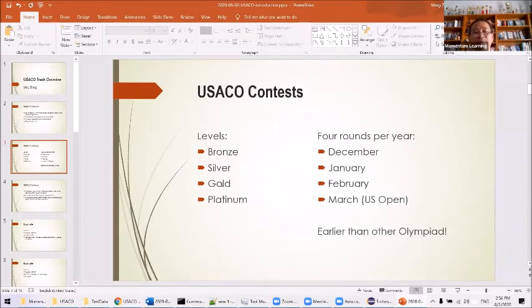I've seen students not go from bronze to platinum in, say, one round, 1 month, but I do have many students who got promoted from bronze to gold within 1 year. That's perfectly doable.